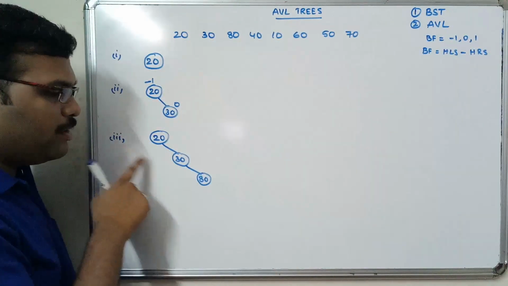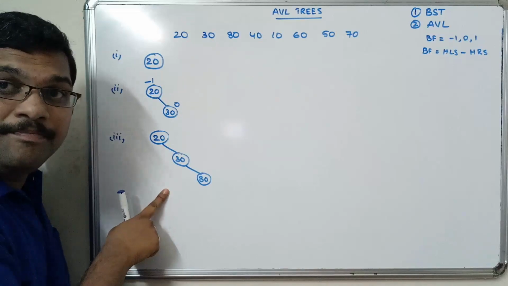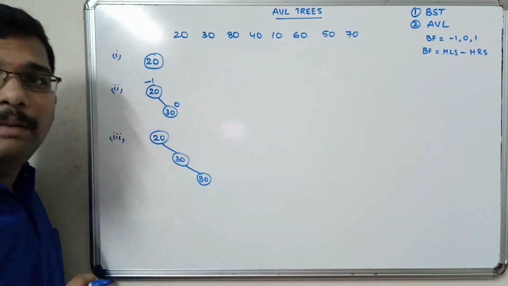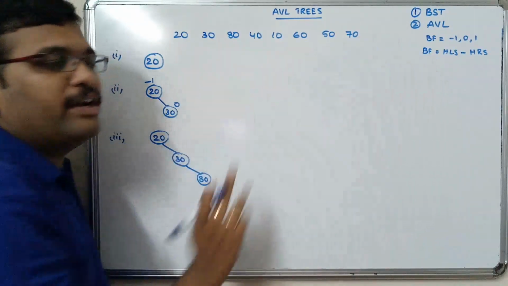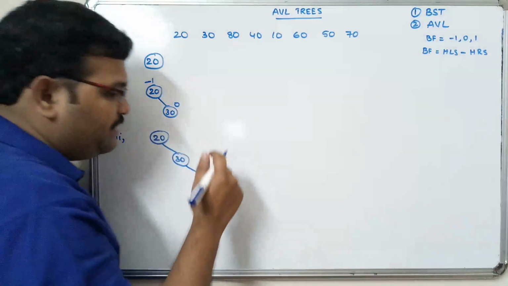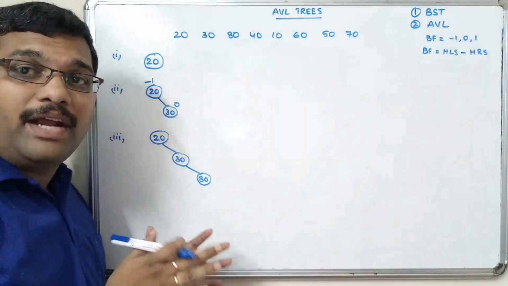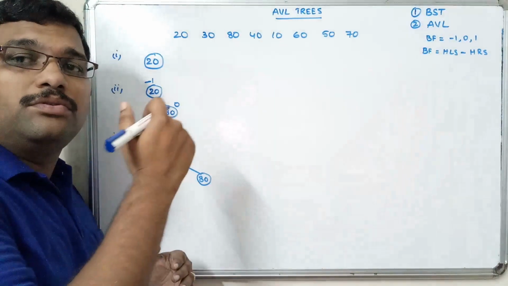Right? So coming to the third one. This is about the BST, a binary search tree. Now we have to go with the AVL property. AVL property means we have to find out the balancing factor. So always calculate the balancing factor from bottom to top.